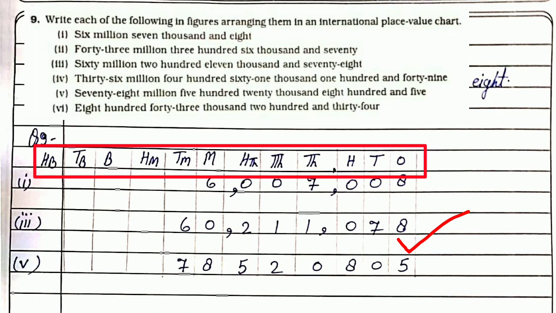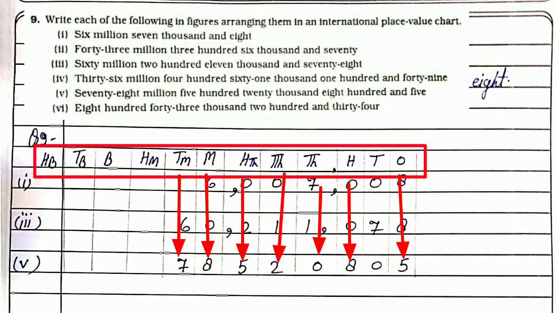Now the fifth part: 78 million is given, so in the million family we will write 78. Then 520,000 is given, so in the thousand family we will write 520: in the 100,000 place we will write 5, in the 10,000 place 2, and in the 1,000 place 0. Then 805 is given, so in the hundreds place we will write 8, and in the ones place 5. So this is the required answer.